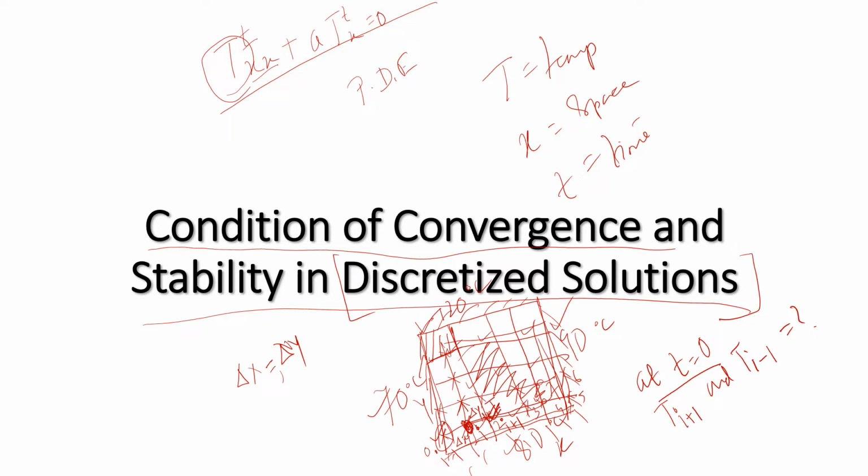The Taylor series expansion of that equation will give you the value of T at I plus 1 and T at I minus 1 at time t equal to 0. Generally we use the central difference of the partial differential equation. Now the same partial differential equation can be solved by the simple ordinary differential equation.